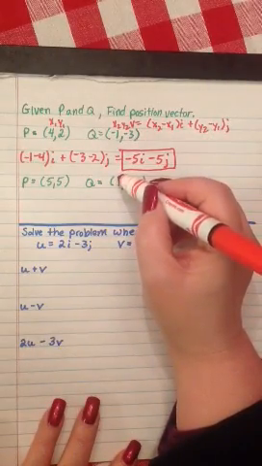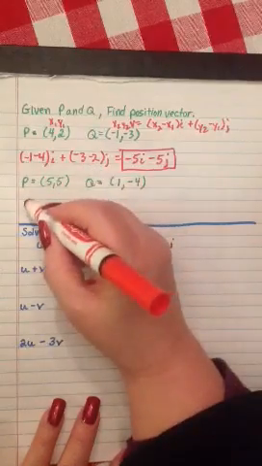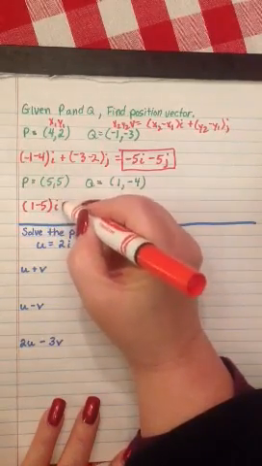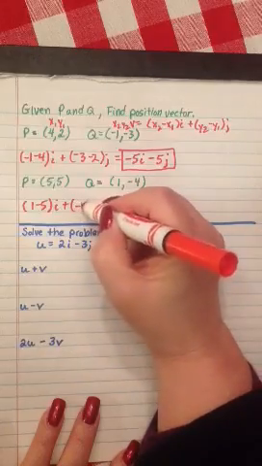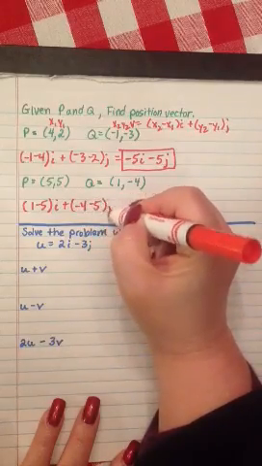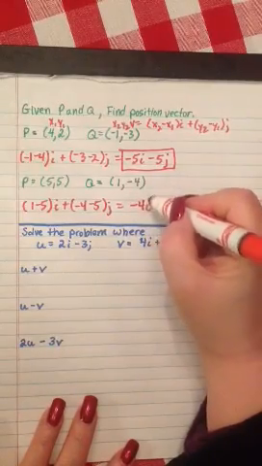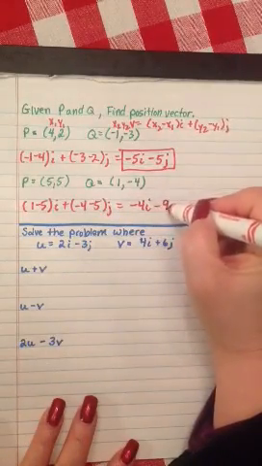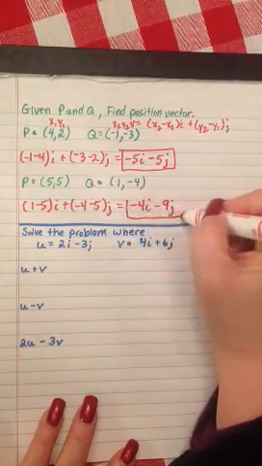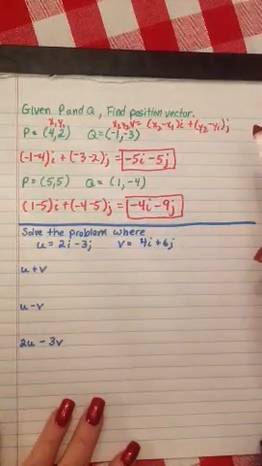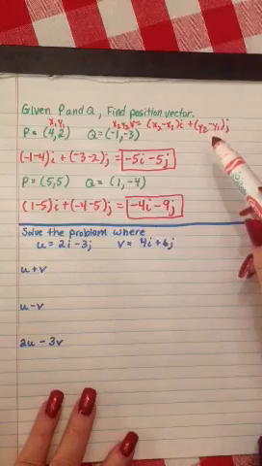It would be 1 minus 5 i, plus -4 minus 5 j. And if you simplify that, you get -4i and -9j. And that would be your answer. All right, that is to find the position vector. Sometimes they call that the component form of the vector.